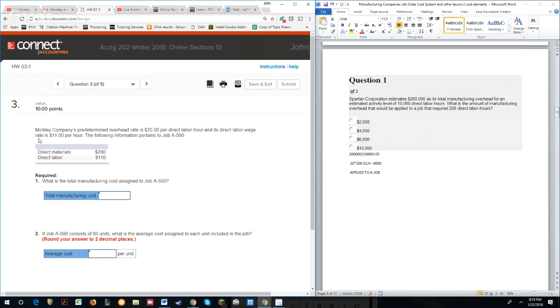Okay, $20 per direct labor hour. So for direct labor, we have to take 110 divided by 11 to find out how many hours, which is 10, right? Then we take 10 times 20 to get our direct labor hour overhead, and then we would add these two.